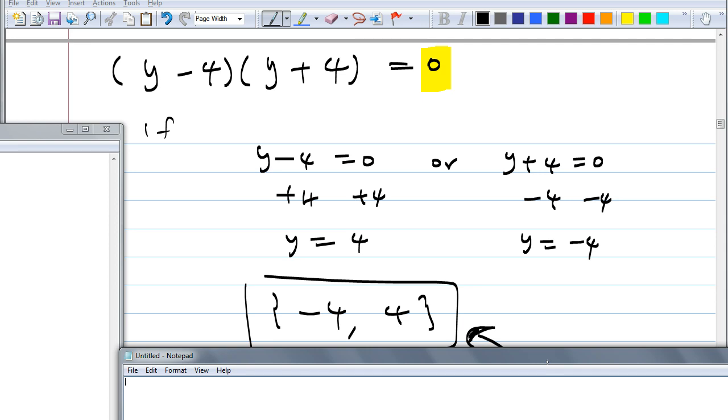So again, how many things do you need for you to use zero product property? Two things, right? What is it that you have to check? That the equation has to equal to zero. And secondly, it has to be a product. It has to be factored. Okay. So let's move on to the next example.